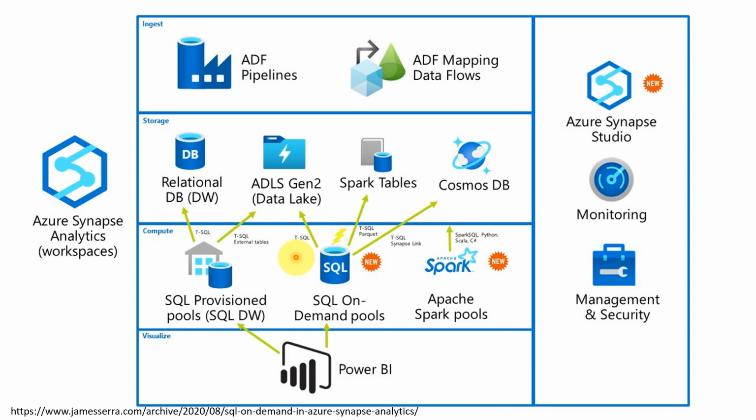Also in compute, we have the big data Apache Spark pool, which is helpful for big data analytics and can connect to Spark SQL, Python, Scala, and .NET. All these languages can be integrated with Apache Spark to get the data. And in order to visualize the data, you can use Power BI, which is built into Synapse itself.